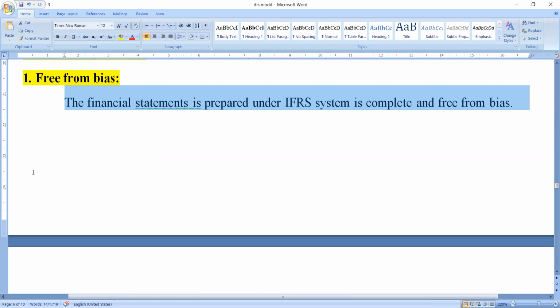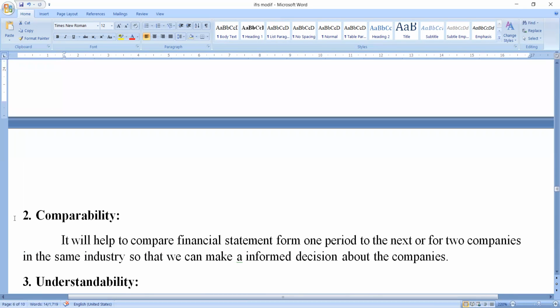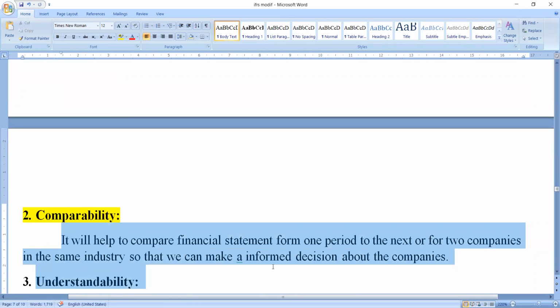And next we are moving on to the second one, comparability. What is meant by comparability?